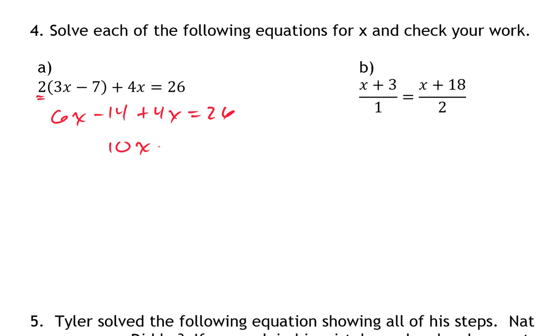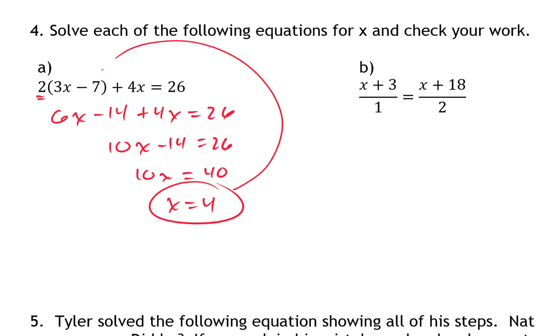If I add 14 to both sides, 10x would be 40, right? Which is 26 plus 14. Therefore, x has to equal 4. And if I come back in, a wise thing to do, especially with the calculator, is just plug this value in here, plug that 4 in there, and verify that I get 26.